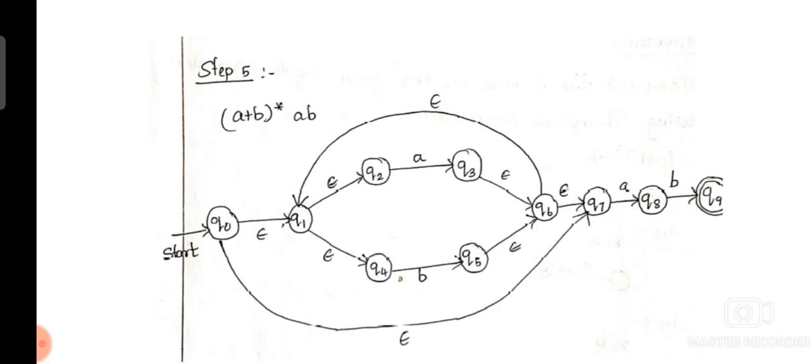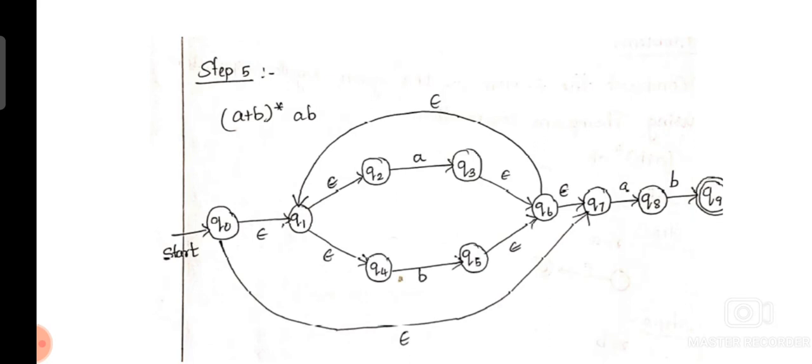From step 4 we have to add two more states to reach the final state. For one state we have to apply A, and for the second state we have to apply B, and finally we can reach the final state. So in this problem we have to do the operation in a step-by-step manner only. So this is the whole diagram for our regular expression (A plus B) star dot A dot B.